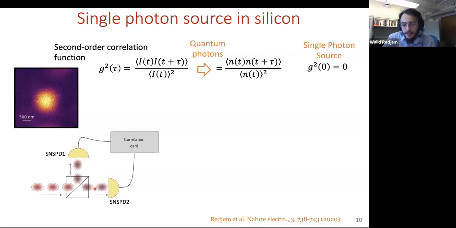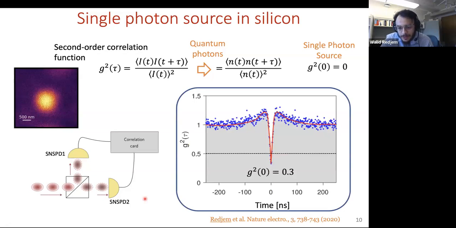The way we do it is called a Hanbury Brown and Twiss interferometer, with a simple beam splitter and two single photon detectors. Here we use superconducting nanowire single photon detectors, and we measure the correlation between the two. And when we measure, we see a clear anti-bunching at zero delay, which means that this thing is really a single photon source. So this is the first observation of anti-bunching, or deterministic quantum light emission, in silicon.